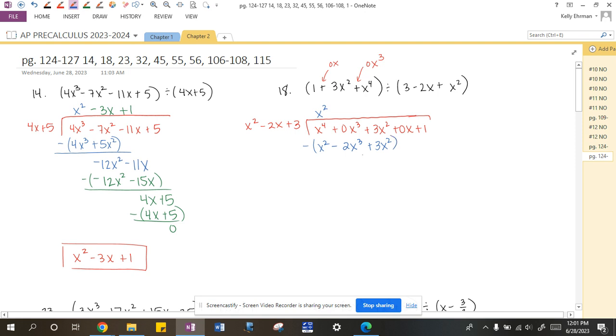Subtract the quantity. 0 plus 2 is 2x cubed. 3 minus 3 is 0x squared. Drop down the 0x. And start again. X squared gets multiplied by 2x to get 2x to the third. Distribute that through. You get 2x to the third minus 4x squared plus 6x.